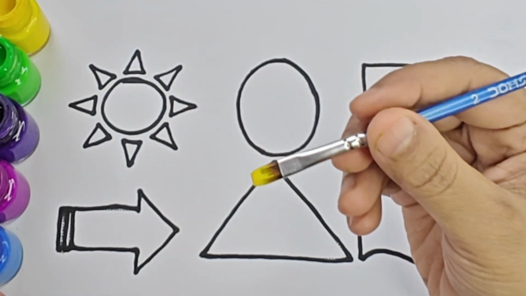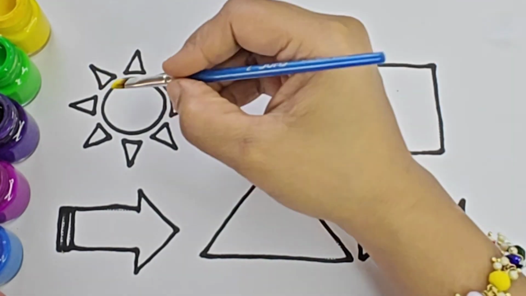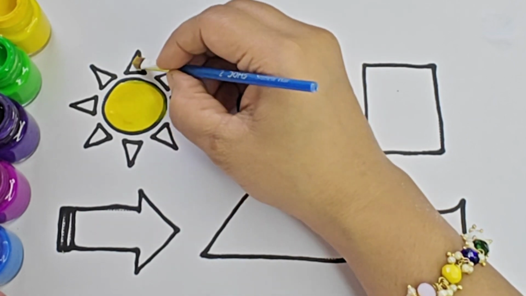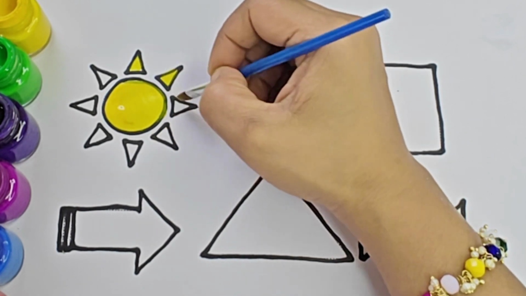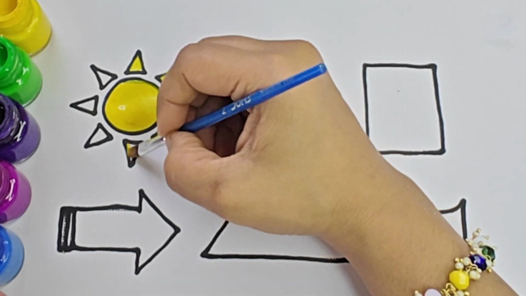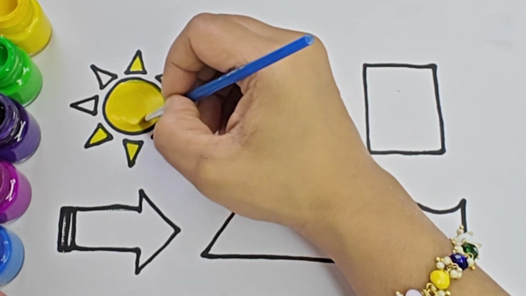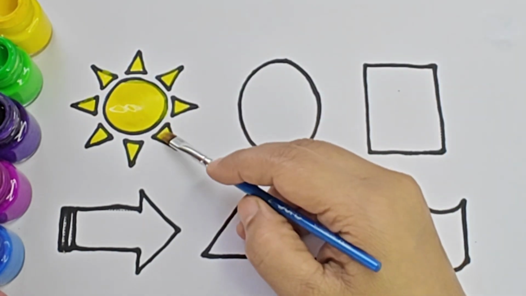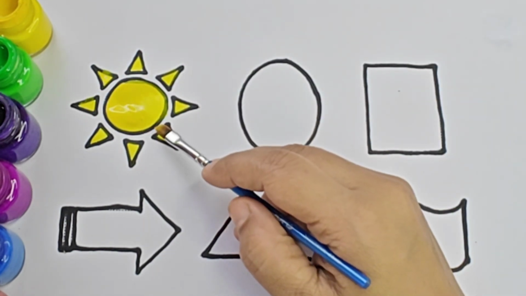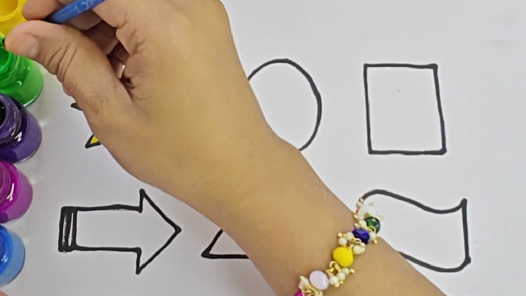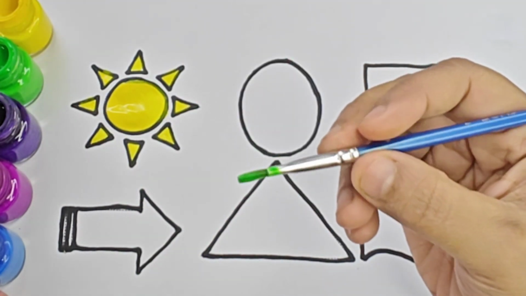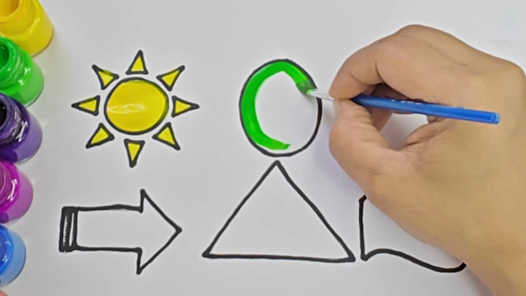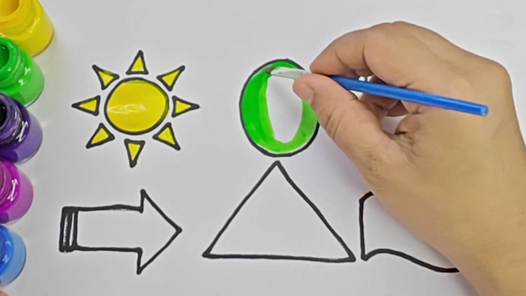This is yellow color. Kids, which color it is? It is yellow color. Kids, which shape it is? It is sun. This shape is sun. This is green color. Kids, which color it is? It is green color. What is the shape? Oval. This shape is oval and the color is green.